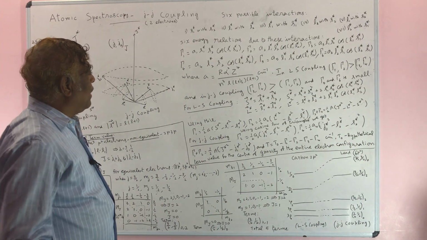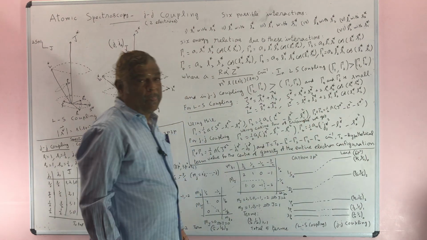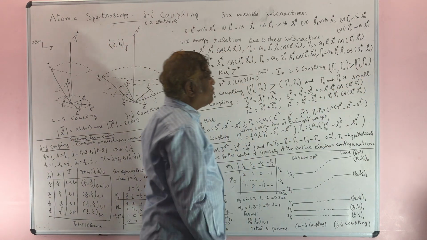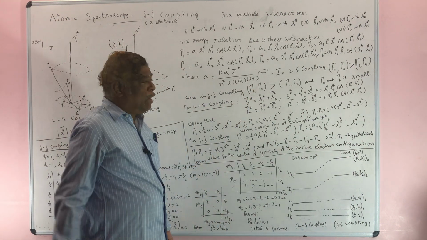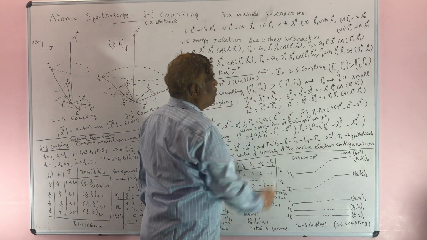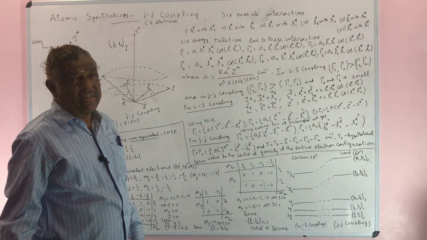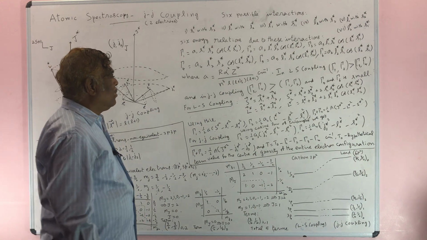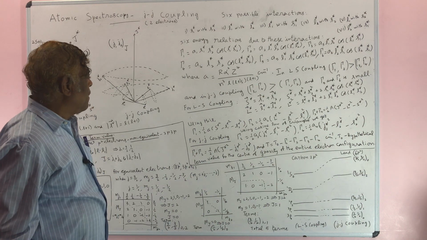Now in LS coupling, gamma 1 and gamma 2 are more predominant than gamma 3 and gamma 4. In JJ coupling, gamma 3 and gamma 4 are more predominant than gamma 1 and gamma 2. And the interaction energy of gamma 5 and gamma 6 is very small in both cases, so usually we neglect gamma 5 and gamma 6.